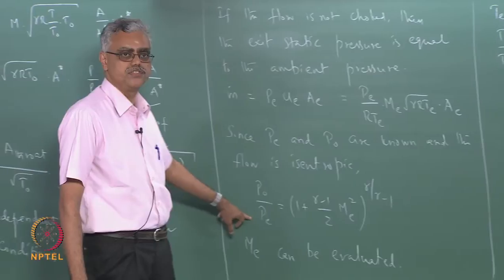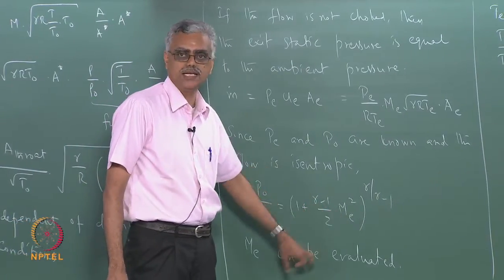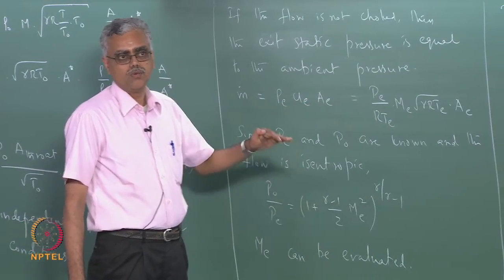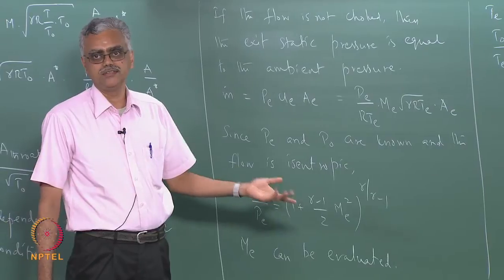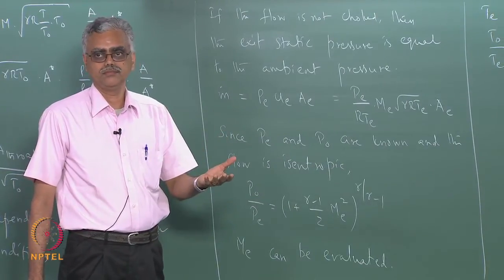Okay. So, the exit pressure appears in all these equations. Notice that the exit pressure is the key here, because we use the exit pressure to get ME. Once I get ME, all the other quantities can be evaluated. Once the exit pressure disappears, then I no longer have control over the flow from the downstream side, right.